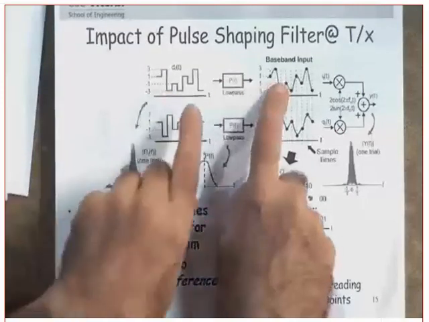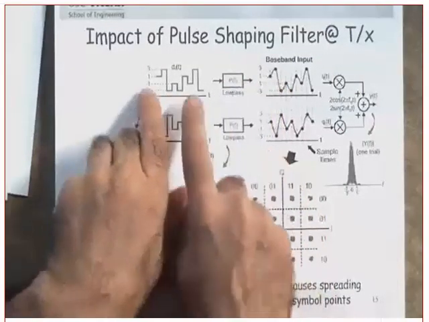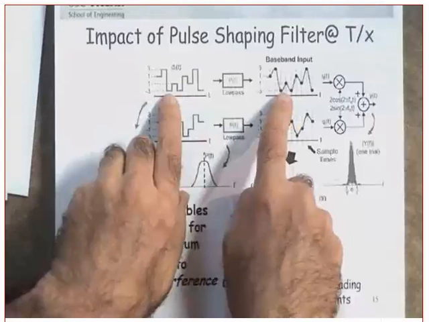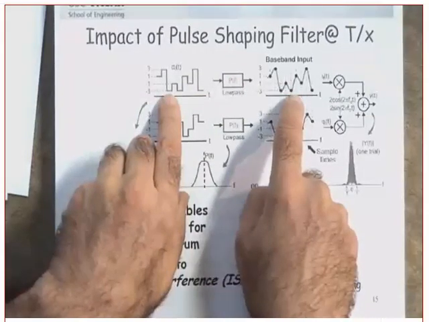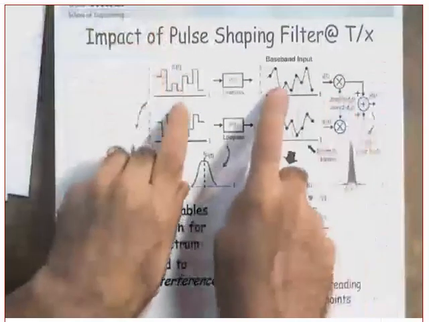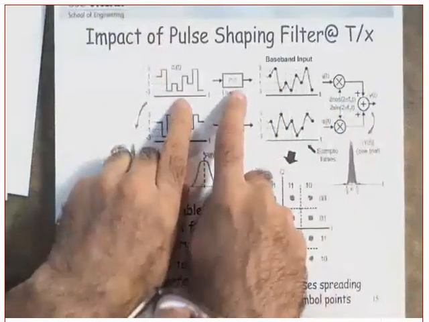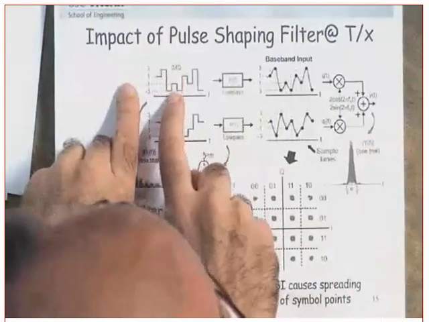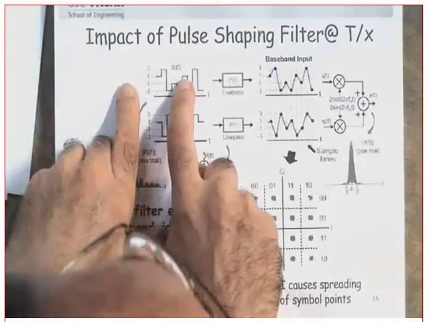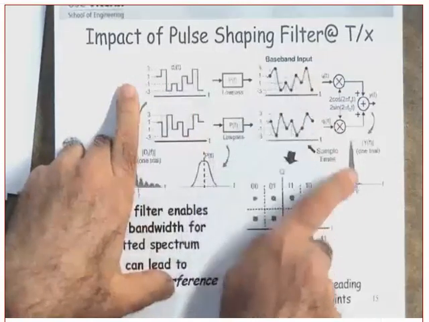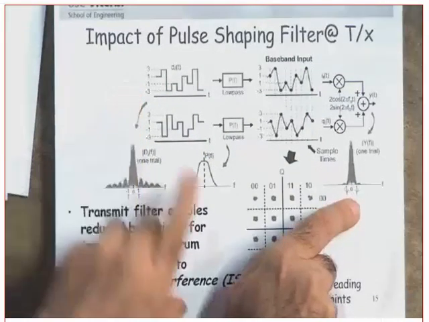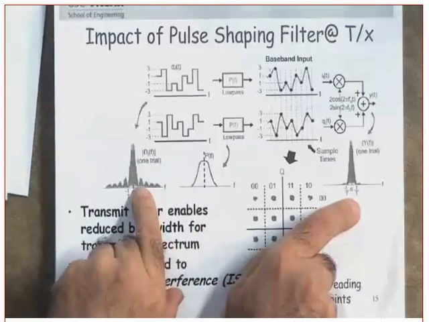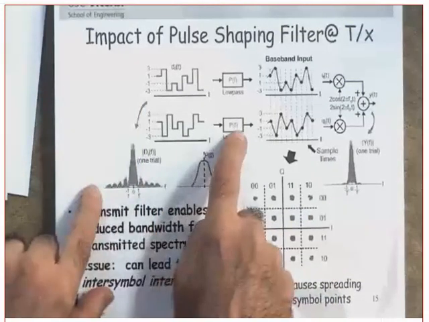This is a signal. What am I getting from the I channel and the Q channel? You see this and you see this. Do you see sharp edges? No sharp edges. Yes or no? Why? Because you use a low-pass filter to eliminate all of these sudden transitions. Yes? I want you to see the spectrum. Look at the spectrum here and look at the spectrum here. Why? Because this has to go through a low-pass filter.